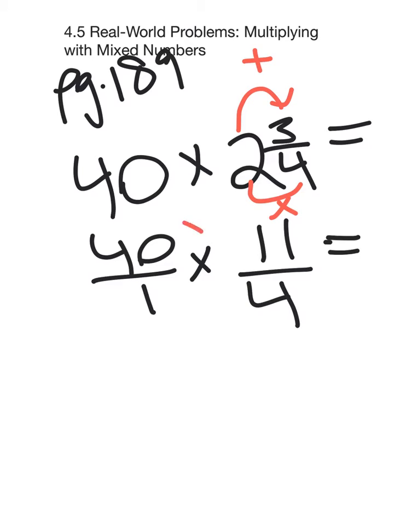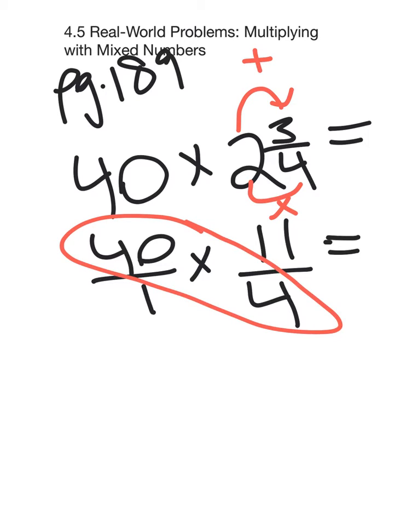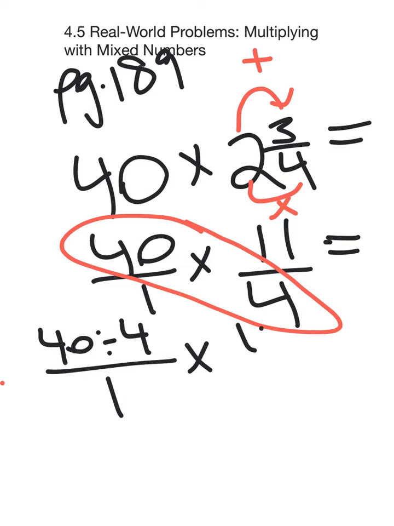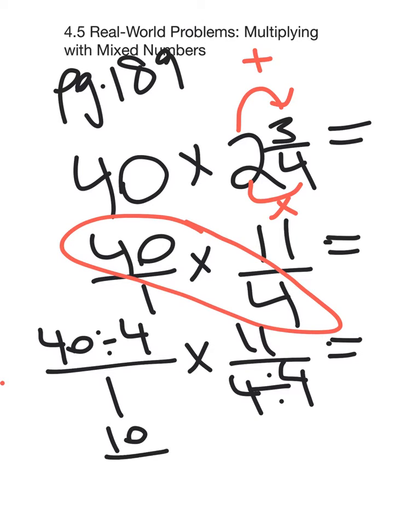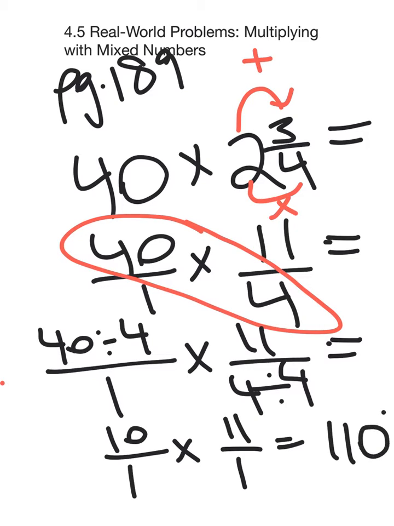I can see that I have a really nice relationship going on here between 40 and 4. I can divide 40 by 4 and I can divide 4 by 4. They have a common factor. So that will make things easier for me. If I go ahead and write my new fractions in this way, 40 divided by 4 over 1 times 11 over 4 divided by 4 will give me my new fraction once again. 40 divided by 4 is 10 over 1 times 11 over 1. Literally now all I'm doing is multiplying 10 and 11. My final answer will be 110. My guests ate 110 mini pizzas.